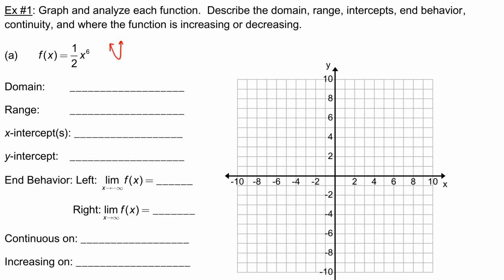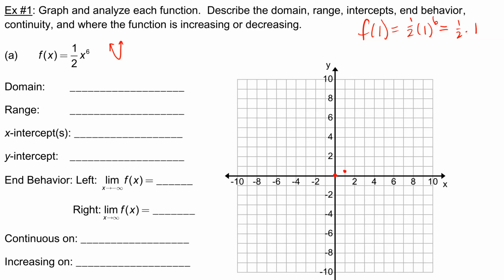So what would be the best number to plug in first? 0. What is 0 to the 6th power? 0. Okay. 0 times anything, 0. Perfect. Another easy number to plug in is we always choose 1. All right. So f of 1 is equal to 1/2 times 1 to the 6th power. So that's just 1/2 times 1, which is just 1/2.